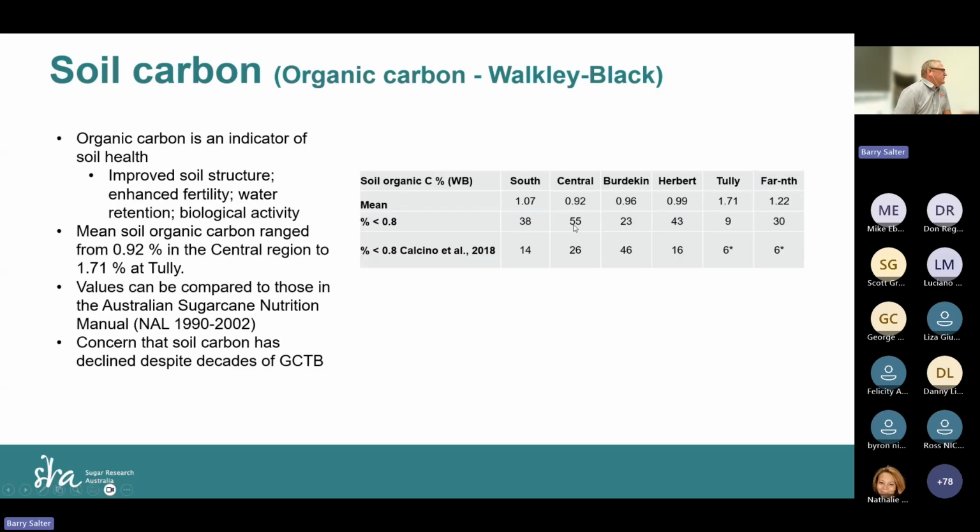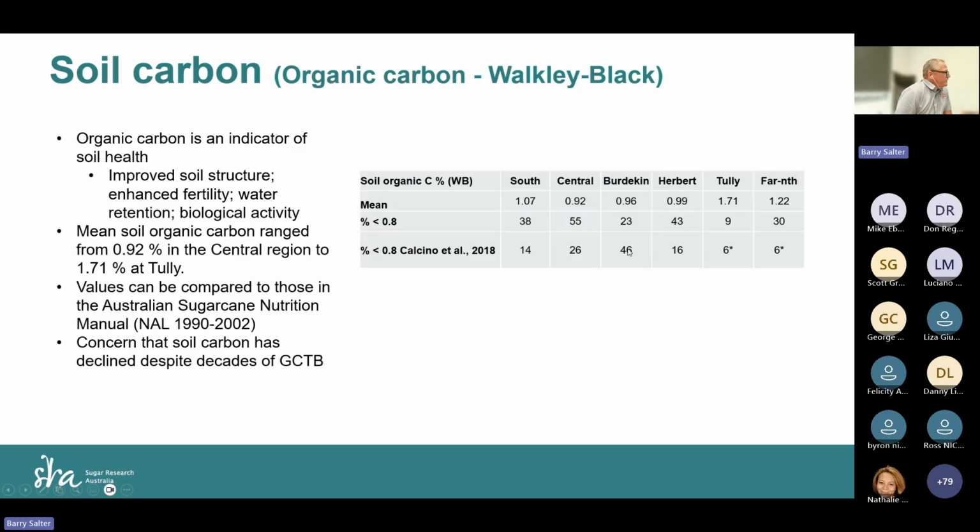And I guess the worrying thing was when we look back at a previous survey where the data was mainly collected in the 1990s. Previously in the central region, there were only 26% of the samples where organic carbon was less than 0.8. And that occurred in a number of the regions, like the southern region, the Herb region, not so much in Tully, but yet again in the far north. And so I guess the implication is perhaps soil organic carbon is actually still declining in our farming system.